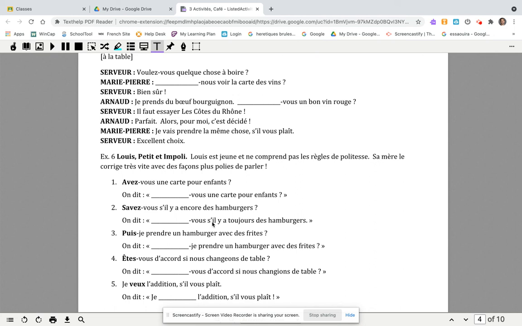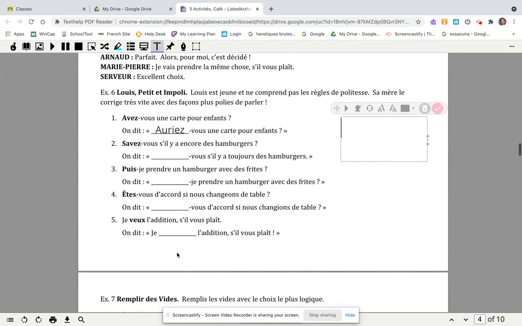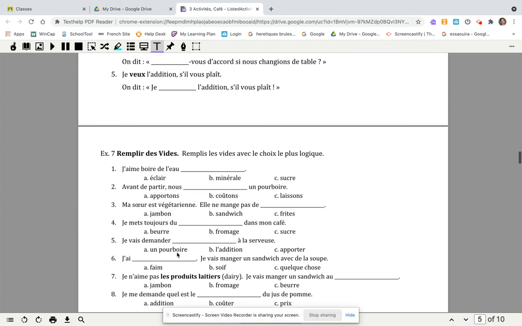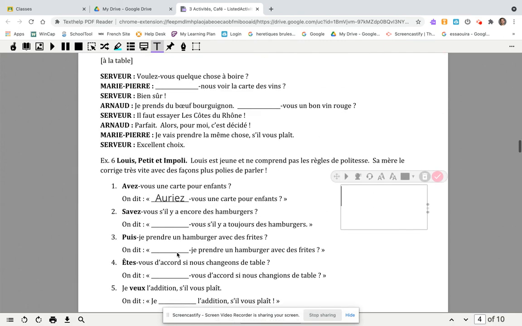Okay. So in number 1, Louis says, avez-vous une carte pour enfants? Do you have a menu for children? And the mother says, on dit, which means one says, not avez-vous une carte, but more politely, auriez-vous une carte pour enfants?